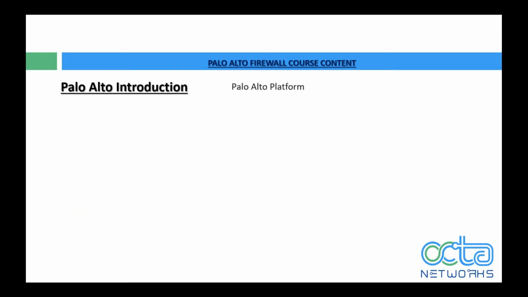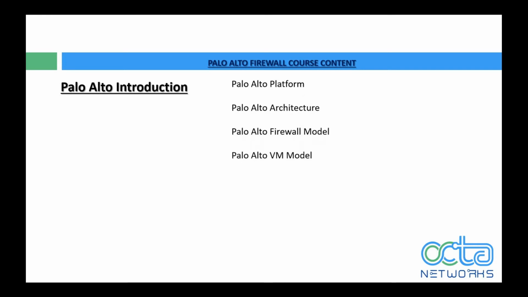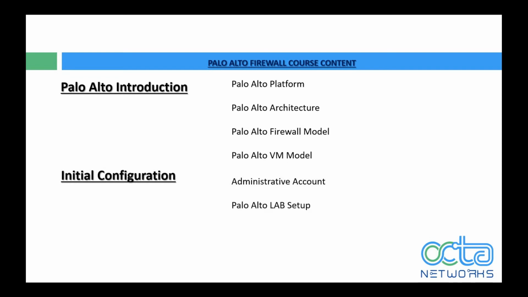In the introduction, we are going to understand the Palo Alto platform, Palo Alto architecture, Palo Alto hardware models, and Palo Alto VM series models. In the VM series models, we will see which model you can deploy on your ESXi, Citrix, NSX. After that, initial configuration. First of all we are going to create an administrative account. After that we will see how to make a lab setup. After that we will understand what the running configuration and candidate configuration are, what the difference is between both, and which configuration is exactly working on your firewall.